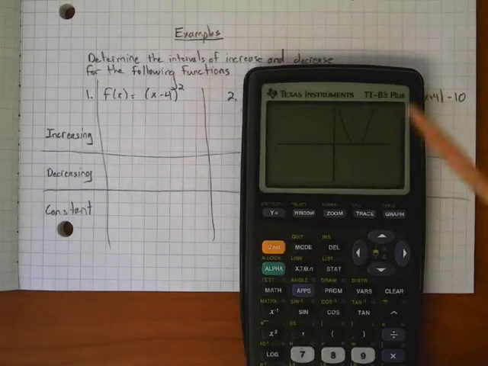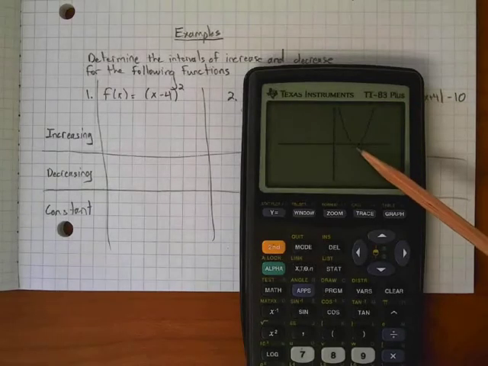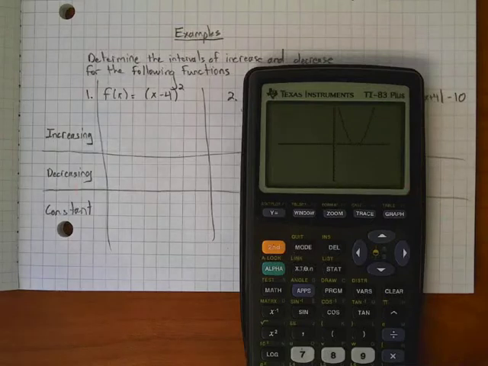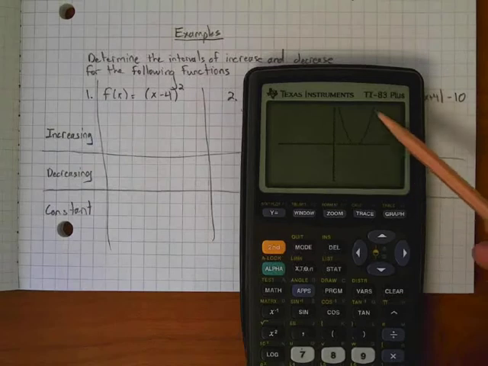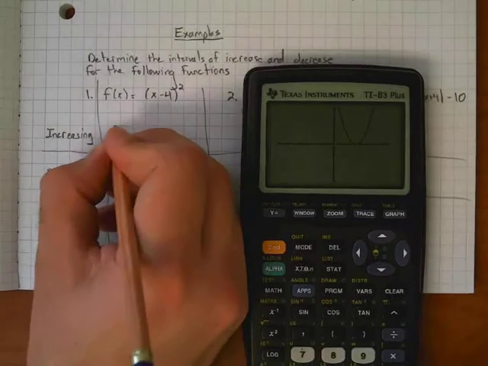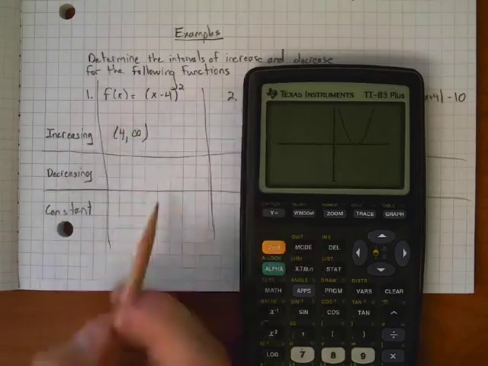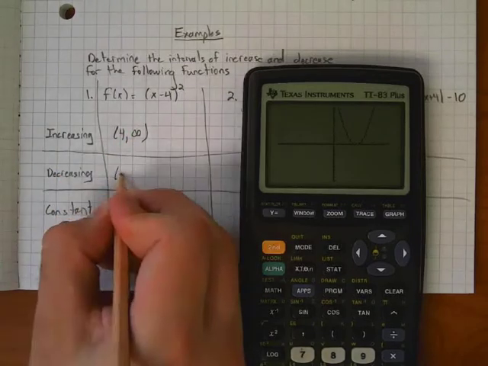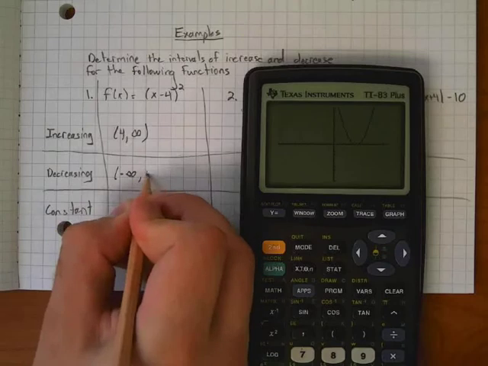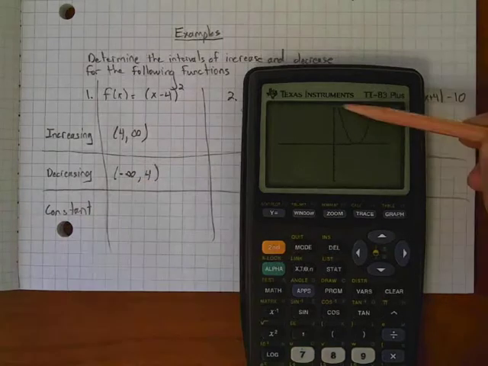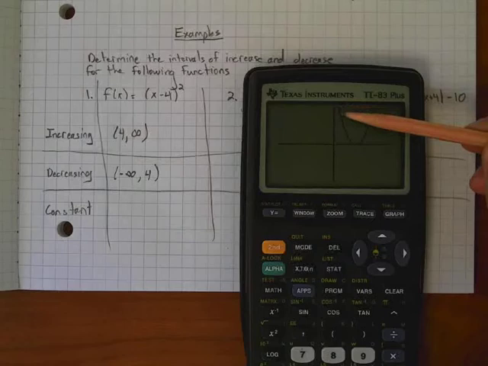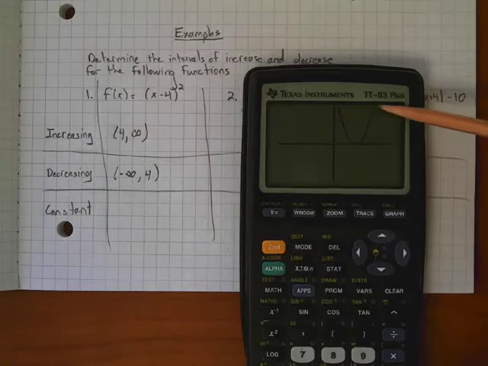Since we know that this parabola is just shifted over 4 units, we know that the vertex right here is directly at x equals 4. So, this function is increasing from 4 all the way to infinity, so we can write it in an interval. And it's decreasing on the other interval from negative infinity to 4. So, decreasing negative infinity to 4, increasing 4 to infinity.